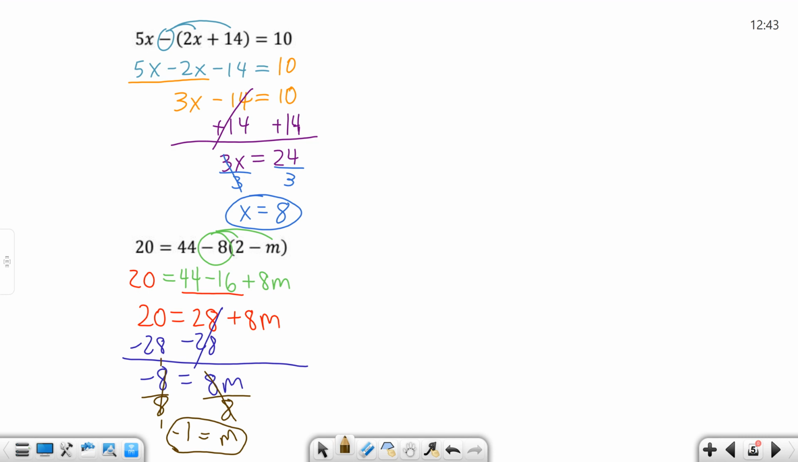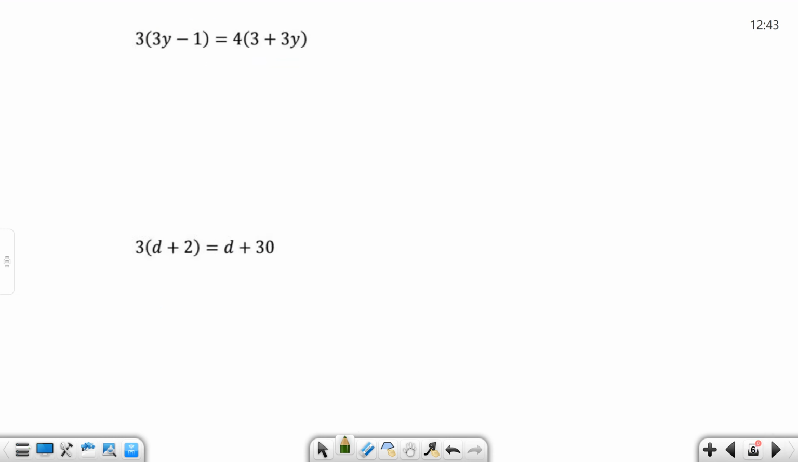All right, let's see what we have next here. 3 times (3y minus 1) equals 4 times (3 plus 3y). So this one has parentheses on both sides, and that means we have to simplify both sides. So I'm going to start with the left. We read from left to right.